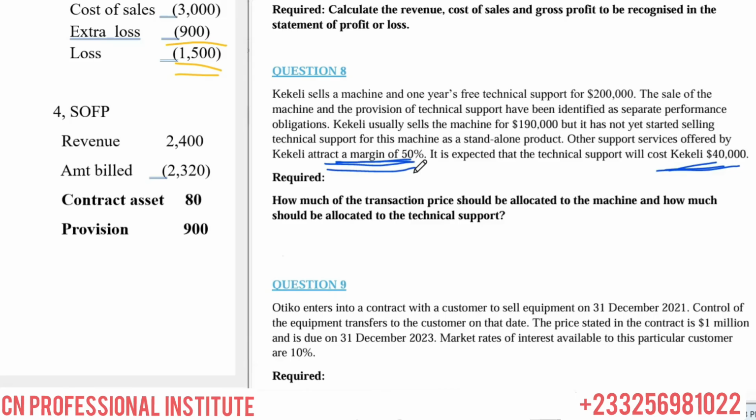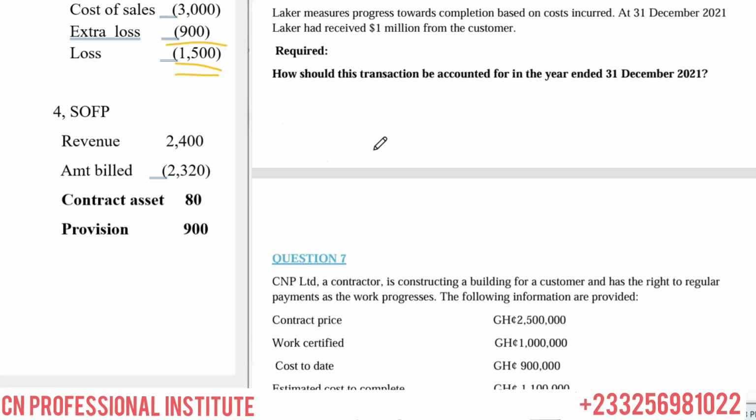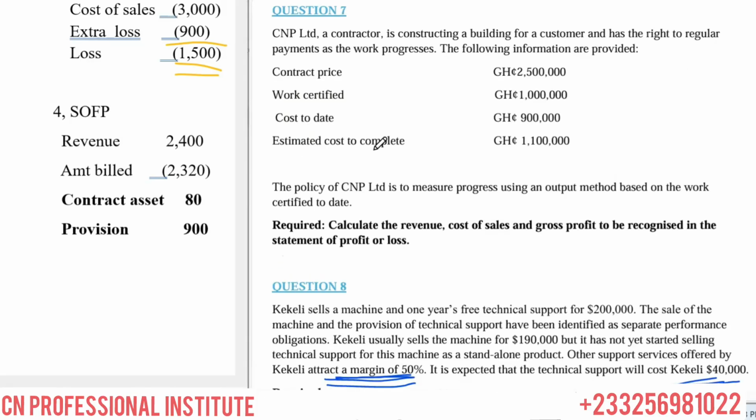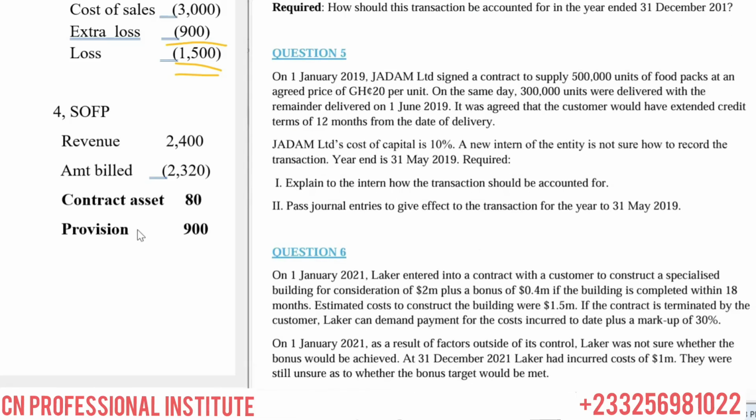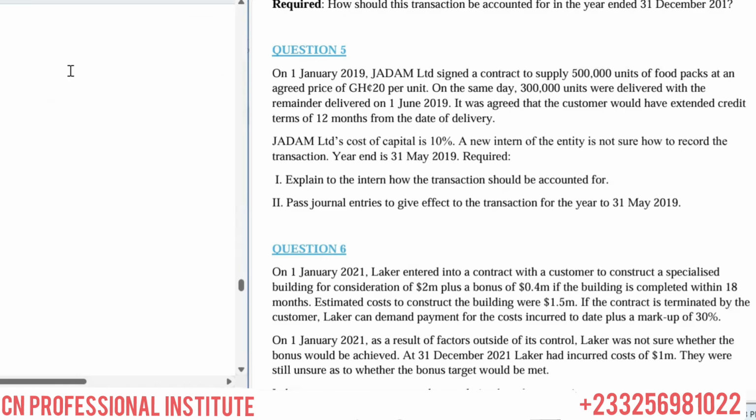Well, let's solve the rest and see if there's time. We'll come back and look at it. But I want us to look at question 5. Very important. So let's look at question 5.